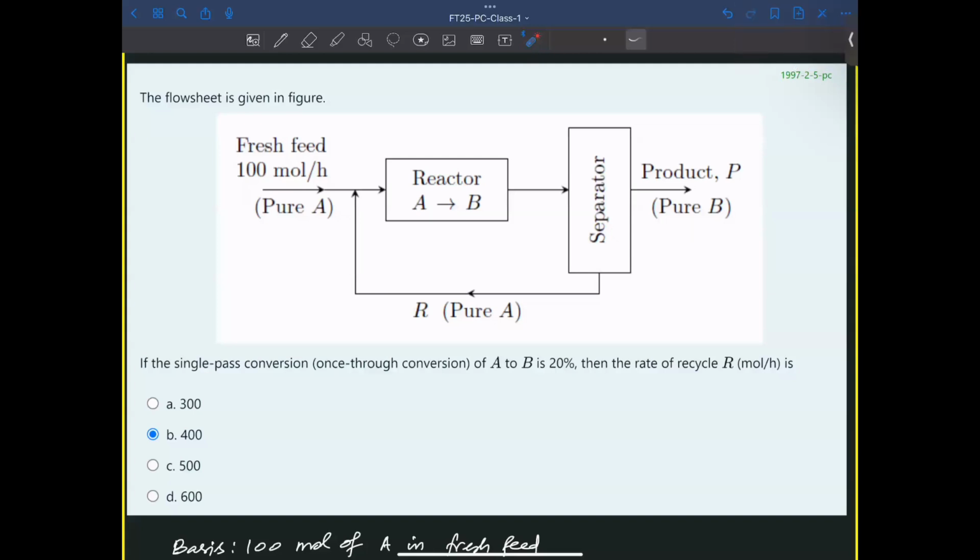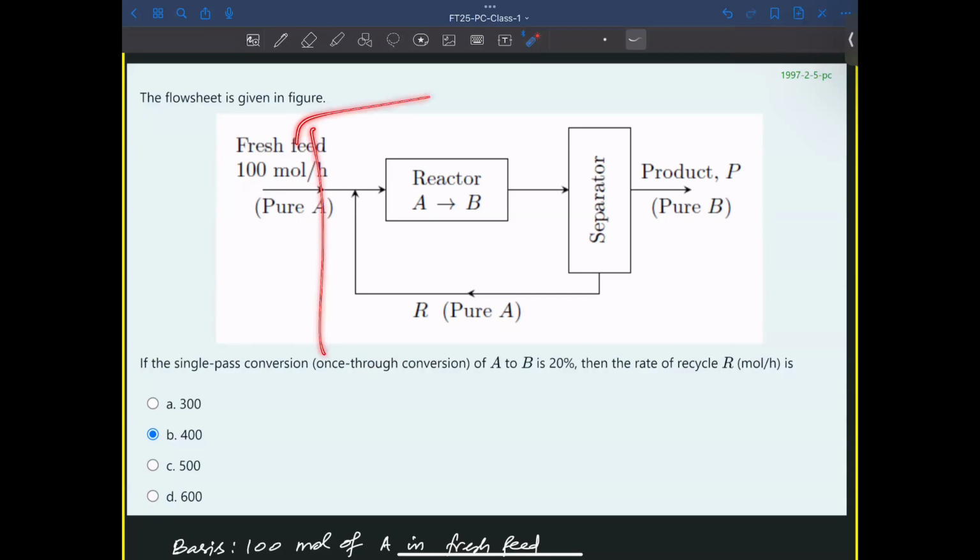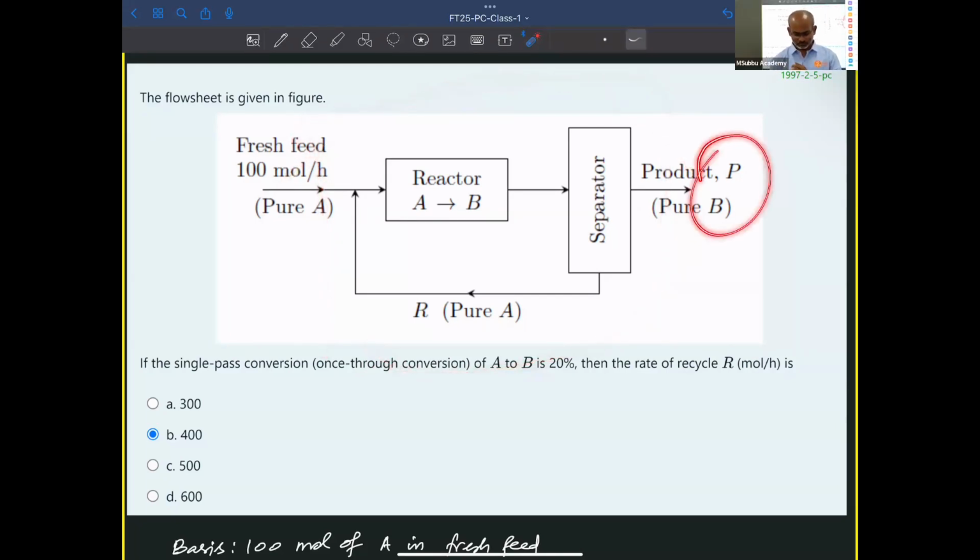Sir, in this question, will we get product 100 mole per hour? Yeah. Because what is entering here? A is entering, and the reaction is simply A giving rise to B. Since there is no A leaving, that means all the A has been consumed in this overall boundary. So all the A has to be turned into product. So 100 moles of A, 100 moles of B is leaving, per hour.